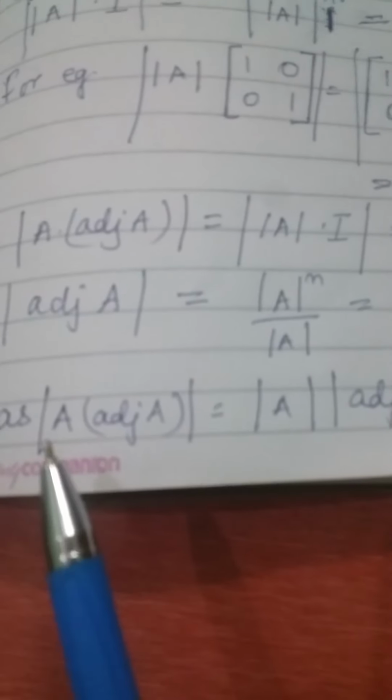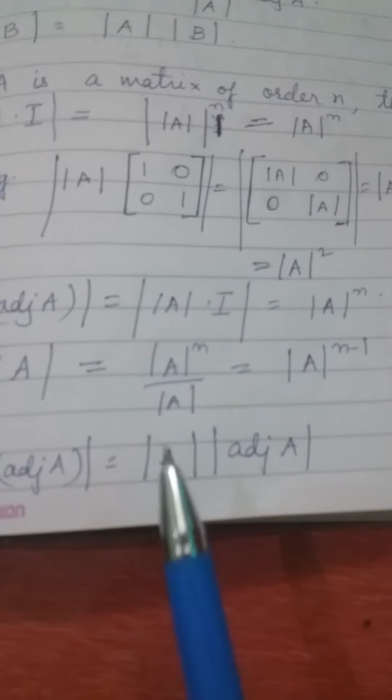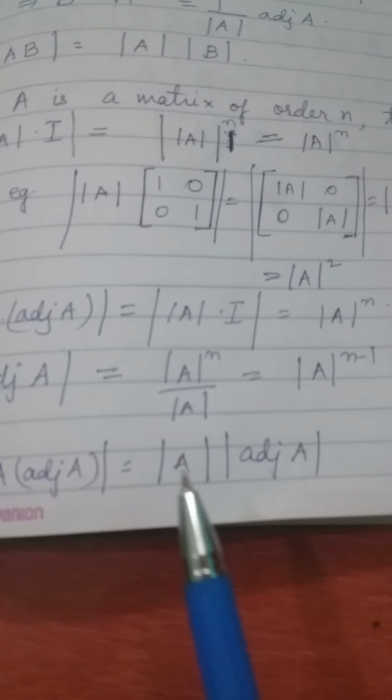Right. Now related to the same property, if I want to find determinant of adjoint A, I have to go with this result. Determinant A into adjoint A is equal to determinant A into determinant of adjoint A, and then determinant of adjoint A will be equal to determinant A to power n upon determinant A. This determinant A is transposed, so we get determinant A to power n minus 1.